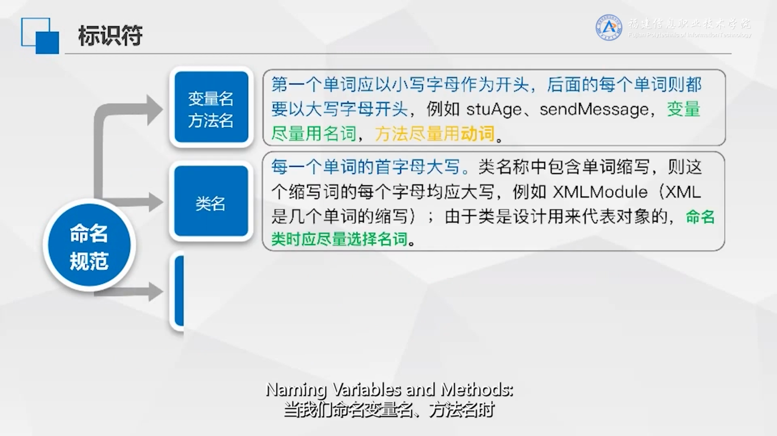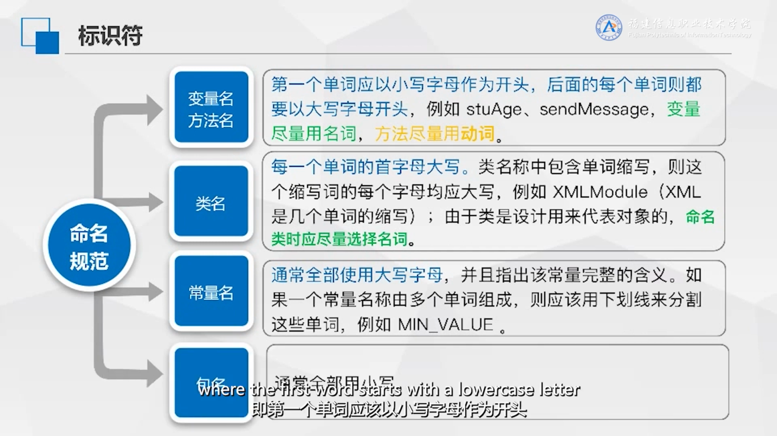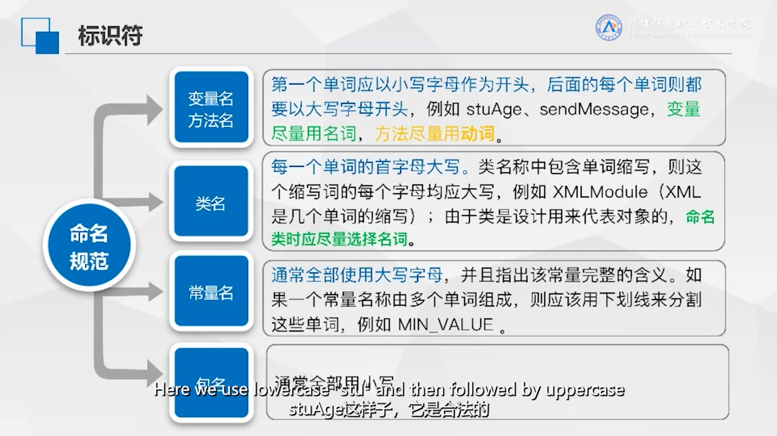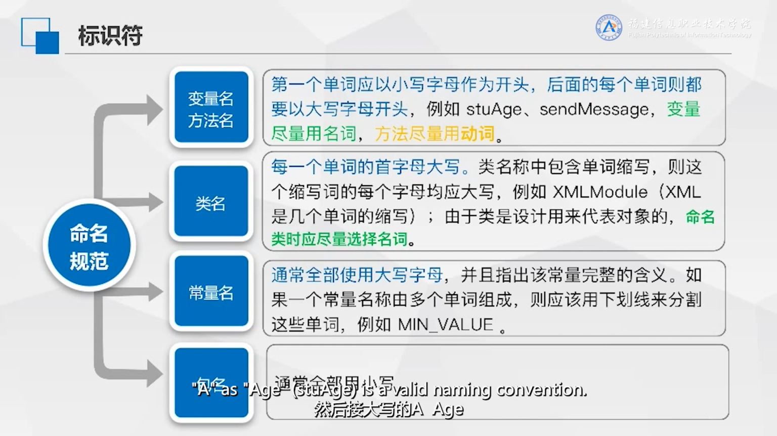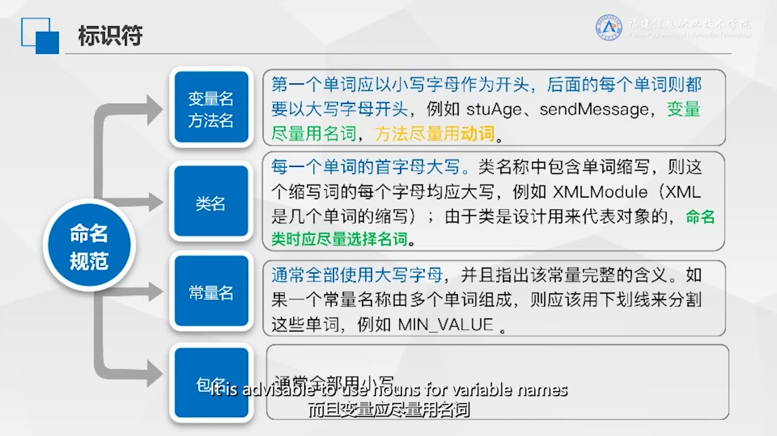Naming variables and methods. Use the camel case naming convention, where the first word starts with a lowercase letter, and subsequent words start with uppercase letters. For example, the identifier stuAge. Here, we use lowercase stu followed by uppercase A as Age. stuAge is a valid naming convention. Similarly, in sendMessage, send is lowercase, and Message starts with uppercase, making it a valid name. It is advisable to use nouns for variable names and verbs for method names.